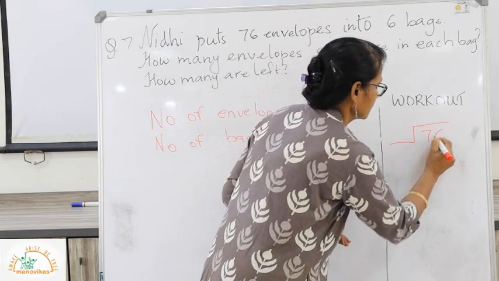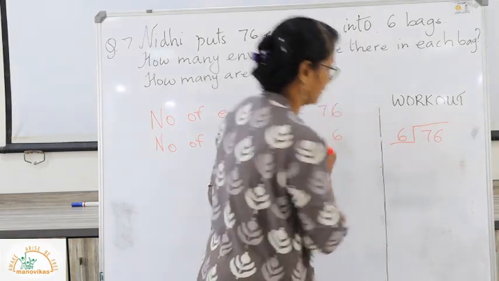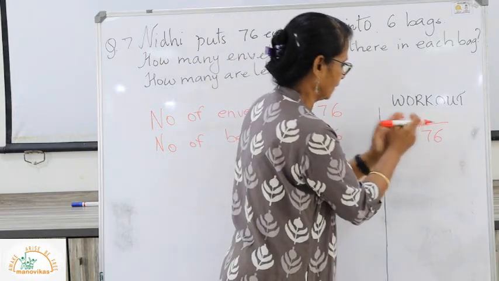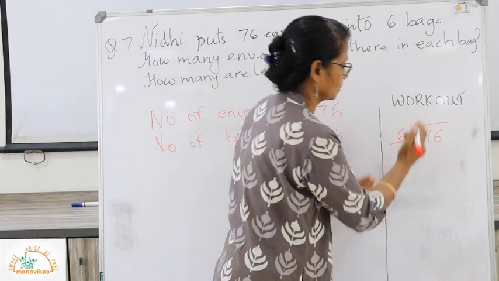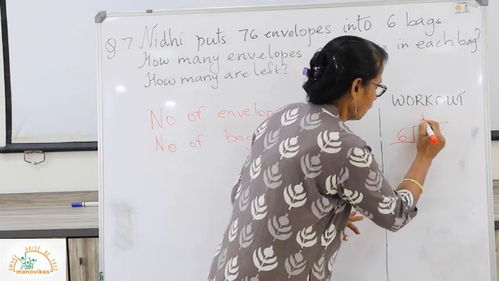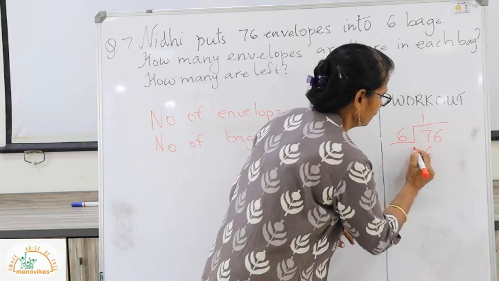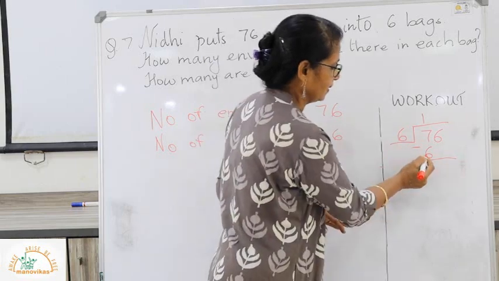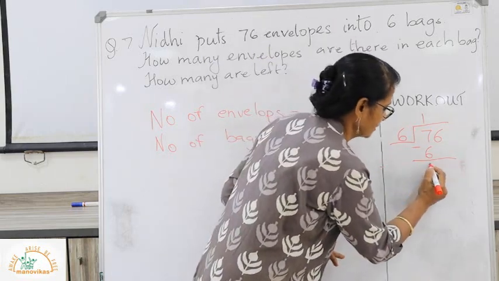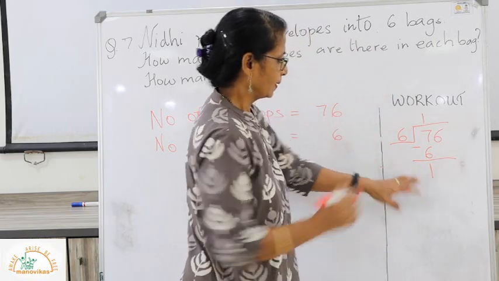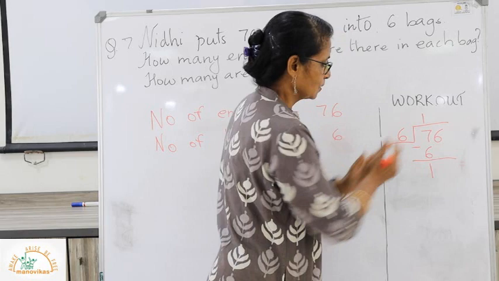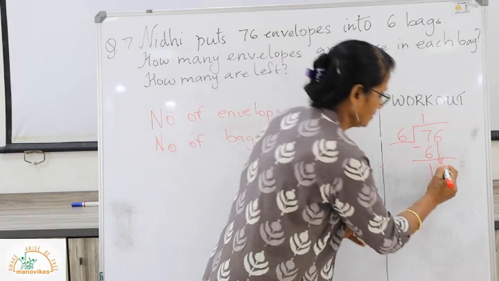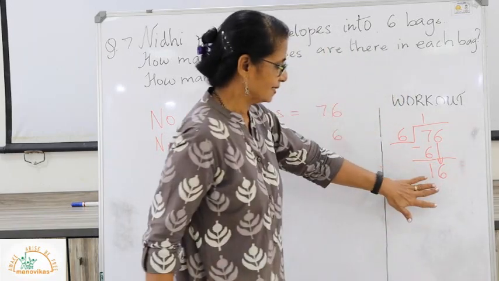So 76 the dividend and 6 the divisor. Now here the number in the tens place is bigger than the number in the divisor. So what we'll do is 6 ones are 6. Put a minus sign, put a line underneath, and minus 6 from 7. And when we minus 6 from 7, we get 1. Now what happens? We have a 6 here. So we bring down the 6. When we bring down the 6 in the ones place, we get the number 16.